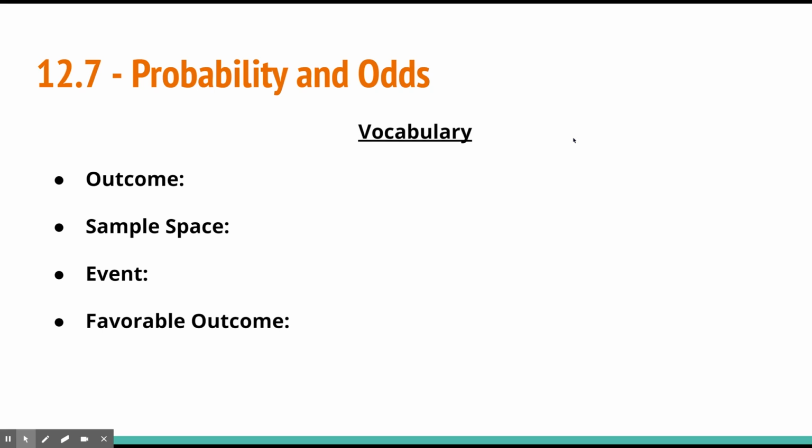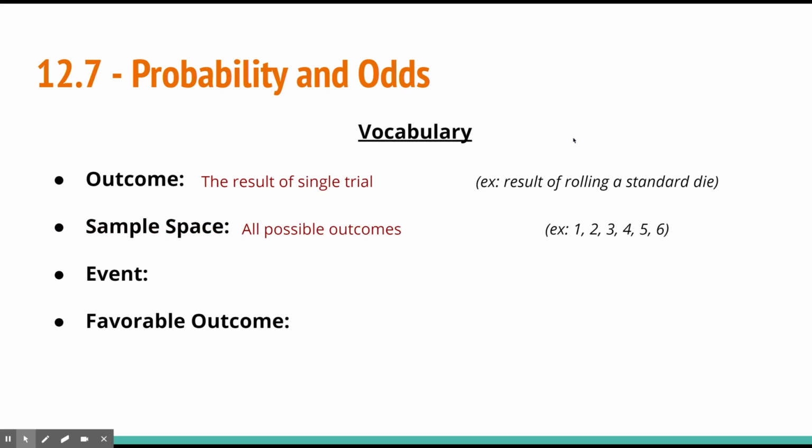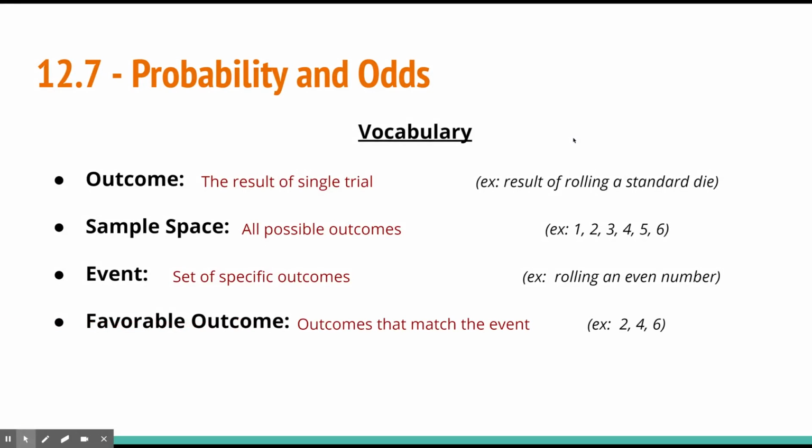So our first vocab word is outcome. The outcome is the result of a single trial. You're going to see these examples on the side. I am going to talk about them in just a second, but I'm going to go over the definitions first. The sample space is all the possible outcomes. An event is a specific outcome that you're looking for. So that's kind of categorizing things. And finally, a favorable outcome is an outcome that matches the event that we're looking for.